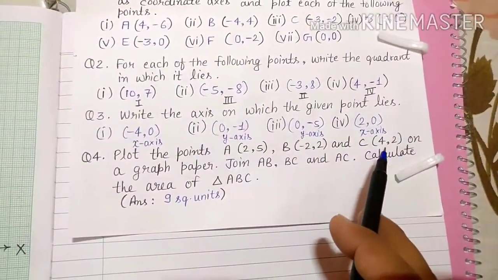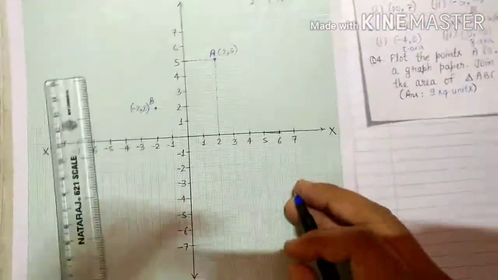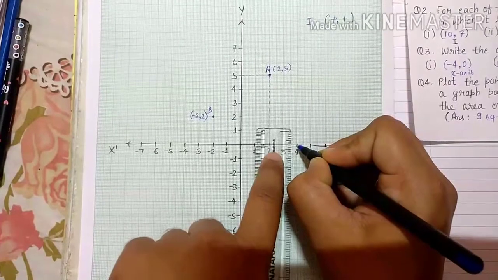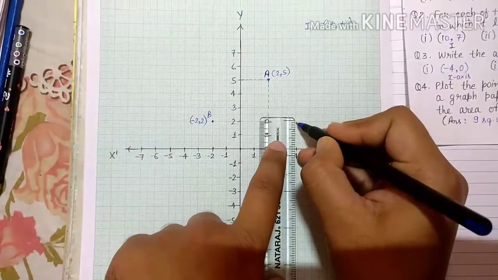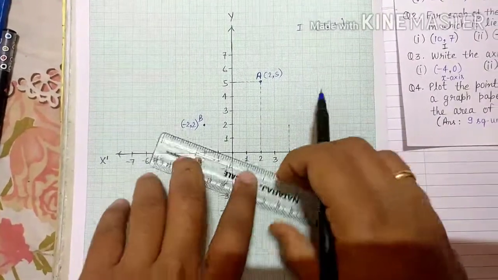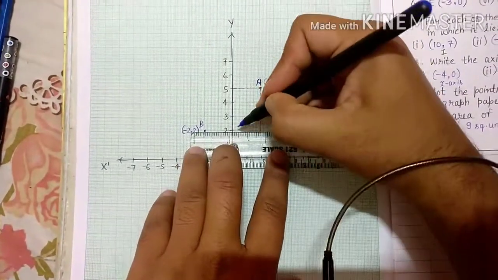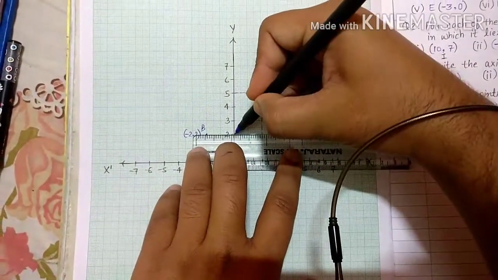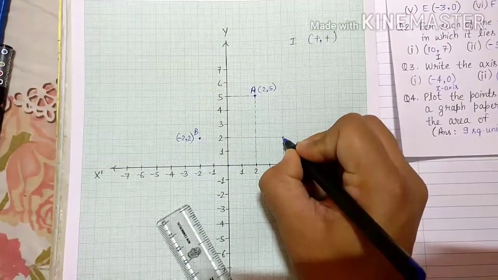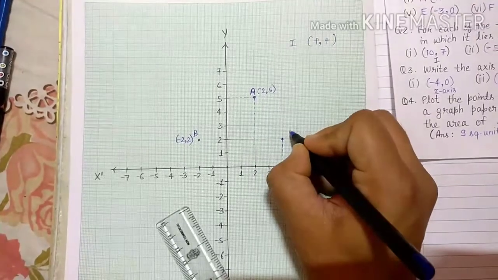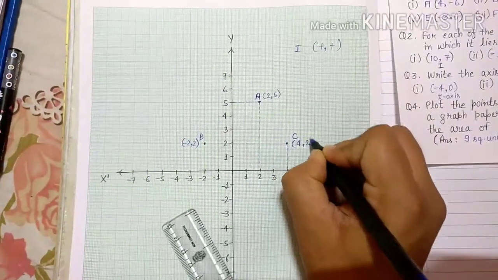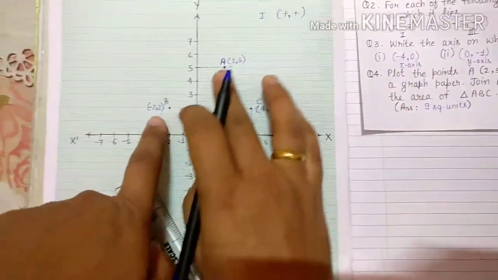Okay, next point is what is coming? 4 comma 2, point C. Again the positive points are there, 4 comma 2. So 4, it is this one. 4 is going in a straight line, a perpendicular line we will take from here. And comma 2. So 2 is coming from this one, from the y axis. If we join, then we get a point at this place. This is point C, which shows 4 comma 2. Okay, so we have plotted all these points A, B, C.